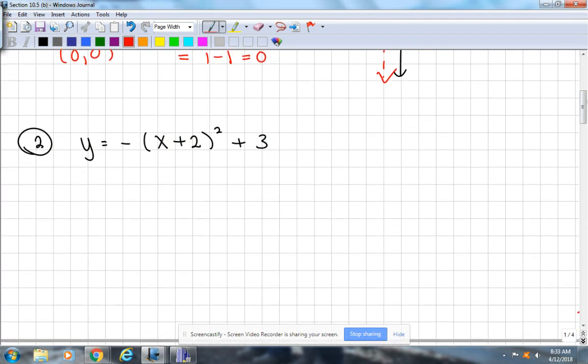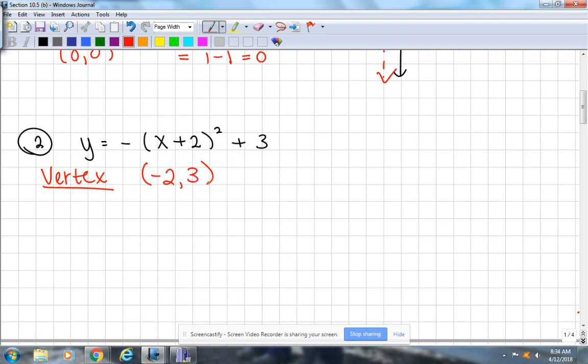So, let's see if we can do that for number 2. This is in vertex form, so we should be able to look at it and tell what the vertex is. How do we get the x value of the vertex? The number in parentheses, we change its sign. So my x value is going to be what? -2. How do we get the y value? You keep the k, right? So 3 is going to be our y value.